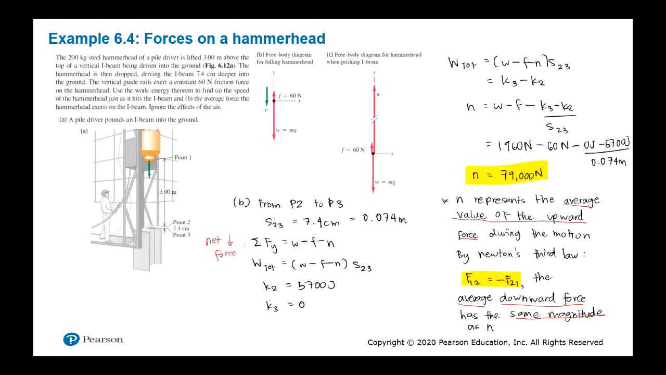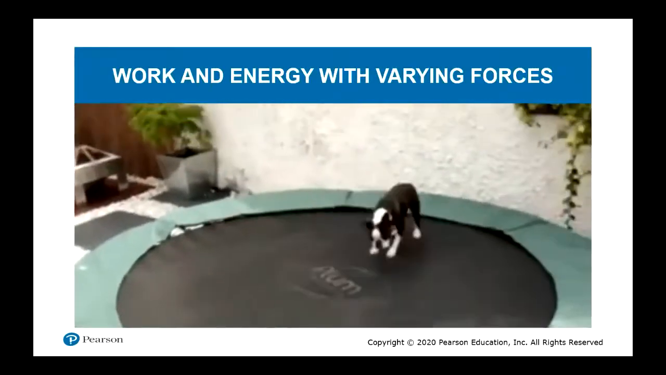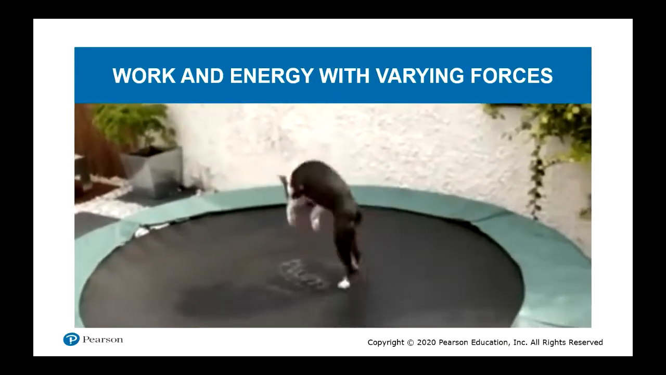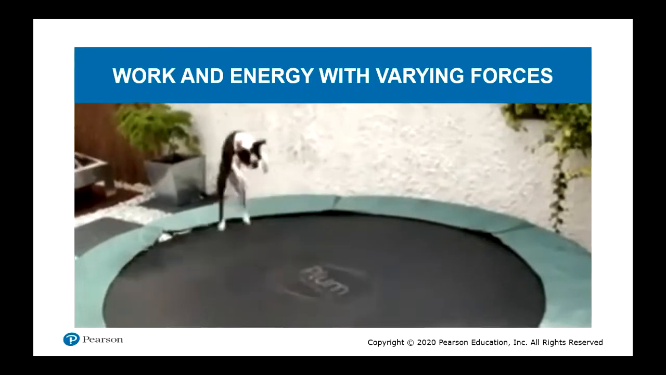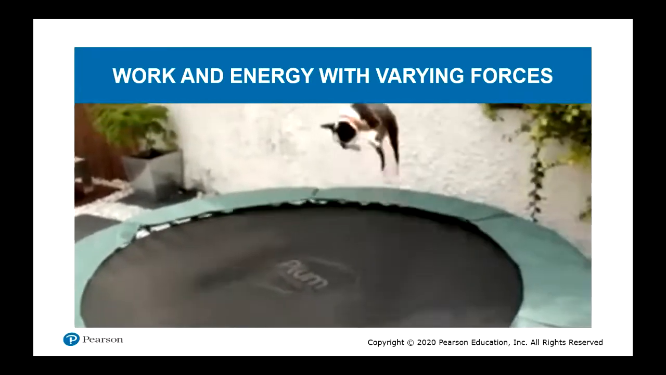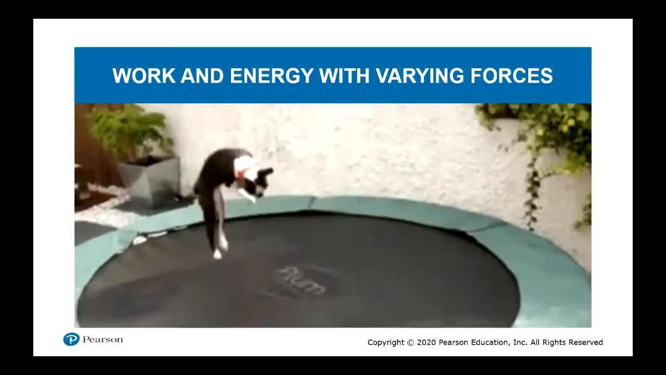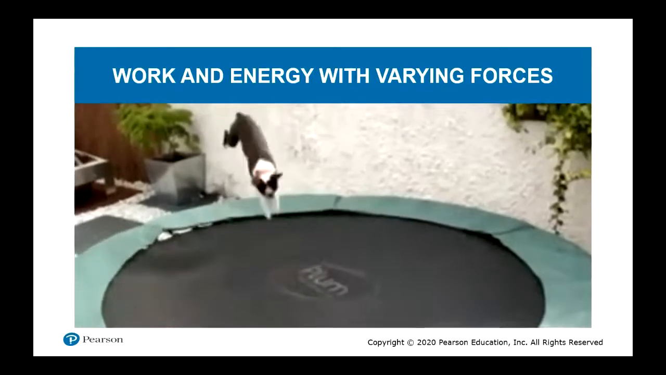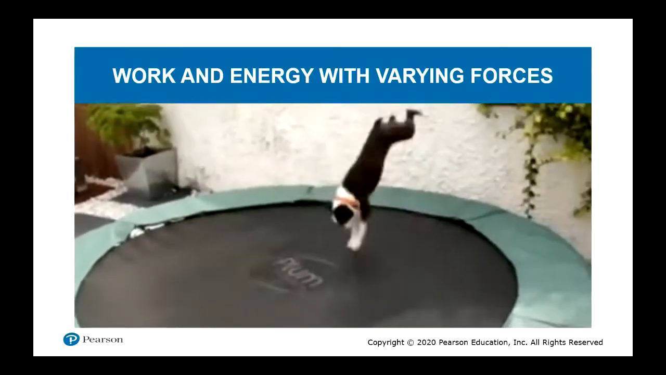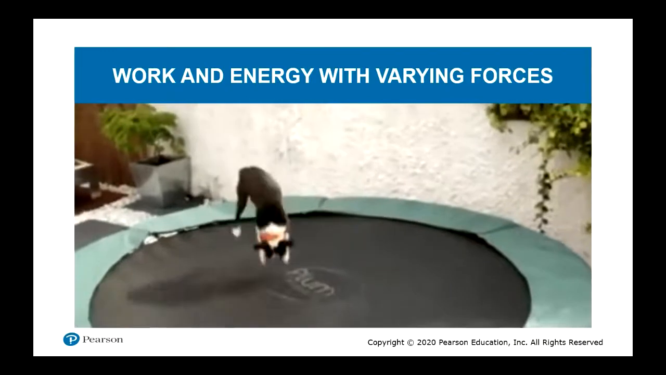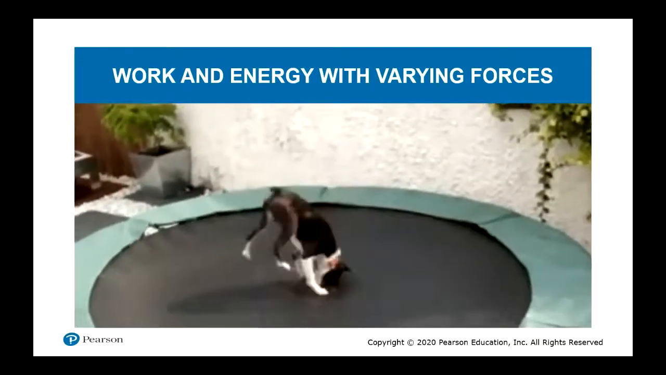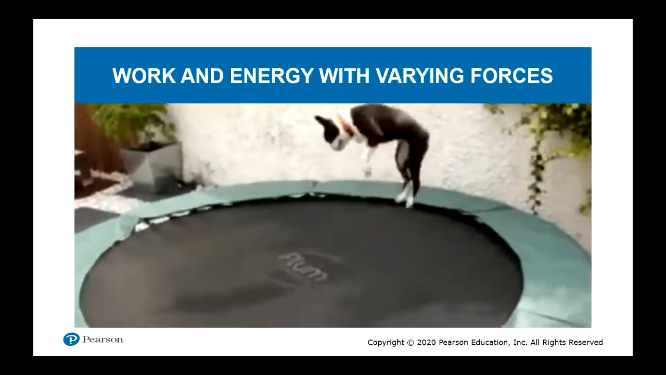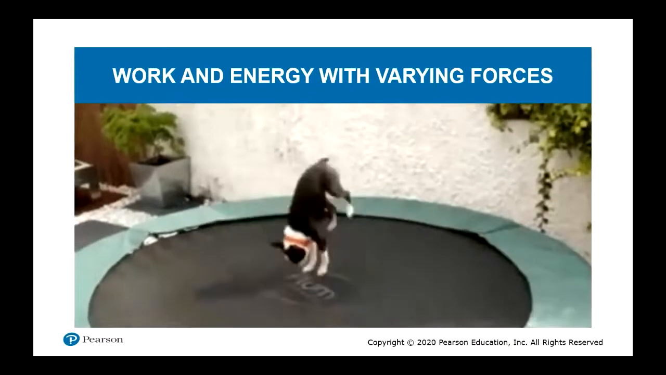I hope this is clear, because now we will be moving on to work and energy with varying forces. In the previous discussion, we talked about work done by constant forces. But what if the force varies this time? One example is springs. If you stretch a spring farther, the harder it is for you to pull it, so the pulling force you exert will not be constant. This part will discuss how we can solve for the total work given varying forces, and also if it is not a straight line motion.